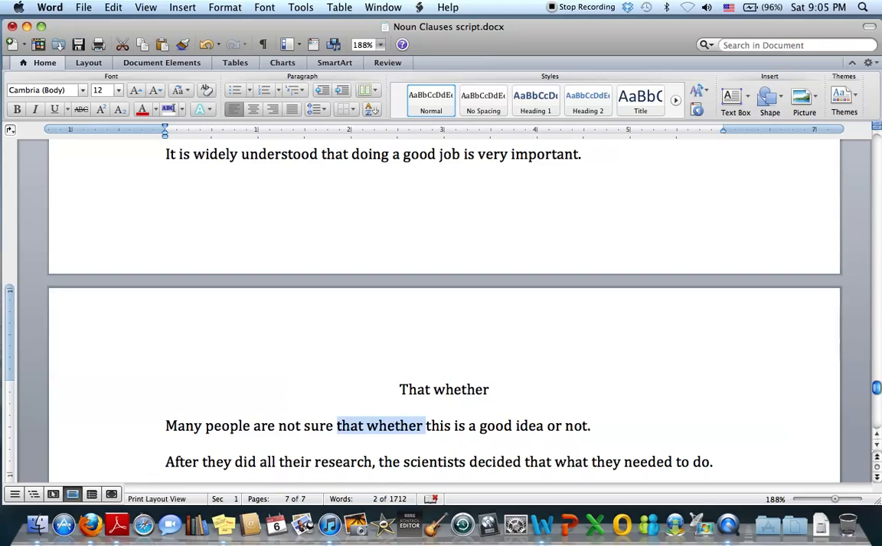That's why they're listed as different types. You can't use them both together. So we have to pick one or the other. Well, let's see what's going to happen here. Many people are not sure that this is a good idea or not. Whoops, I see "or not" right here, right? Well, that means I can't use "that." Boom. Many people are not sure whether this is a good idea or not. And that looks a lot better.